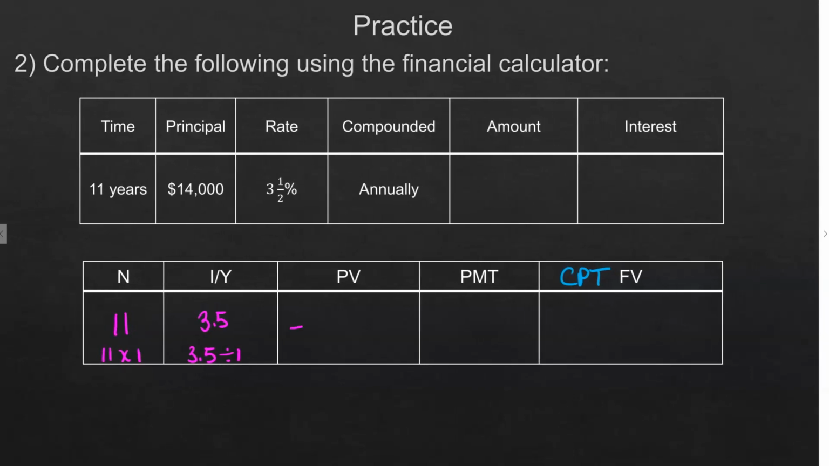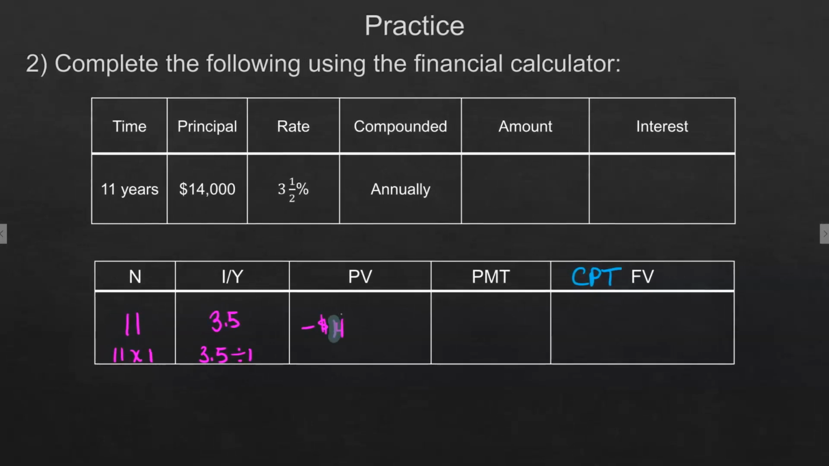We are investing $14,000. We put that in as a negative because it's going into an account. We are not paying a payment. And then we compute future value. So remember, you type in the 11, push N, 3.5, push your I/Y, 14,000, put the negative on it, and then push PV, 0 on your screen, push payment, and then you can do compute future value. So when you compute future value, you're going to get 20,439.58.